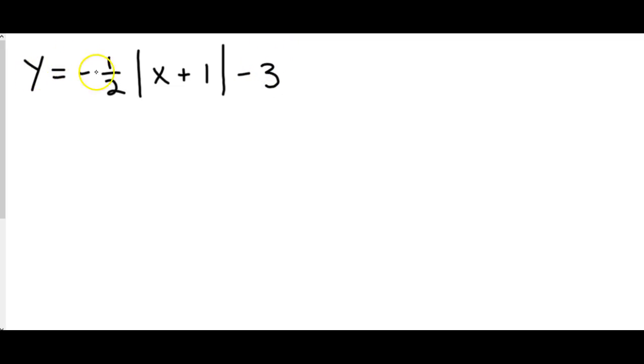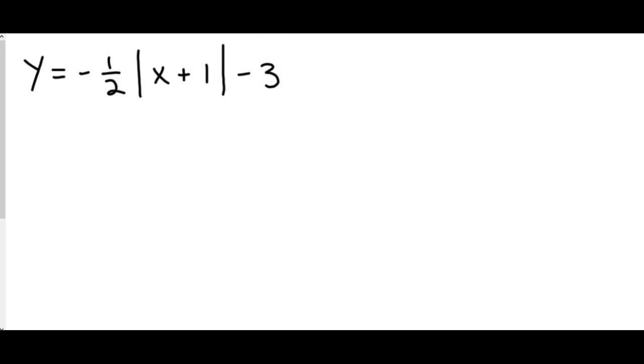So let's do one where we combine horizontal, vertical shift, and our stretches, shrinks, and reflections. It's going to have everything together. That equals -1/2 absolute value of x plus 1 minus 3.